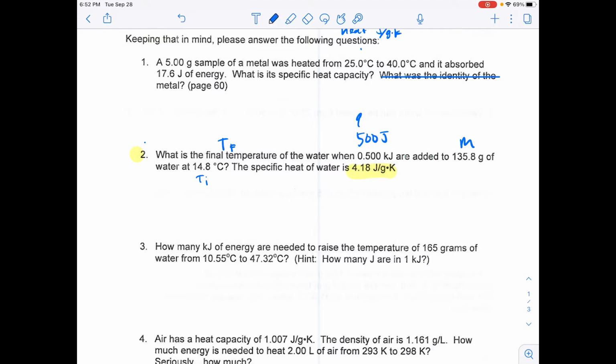So if you're going to solve this problem, start plugging numbers in. The Q in this problem is 500 joules. Sorry, I said 500 kilojoules. It's 0.5 kilojoules, 500 joules. So that equals the M, the mass of the water, 135.8 grams. Specific heat of water, given in the problem, 4.18 joules per gram times Kelvin. And then finally, here's where things get tricky. You're given the initial temperature, but you don't have the final temperature. So the initial temperature is 14.8 degrees Celsius.